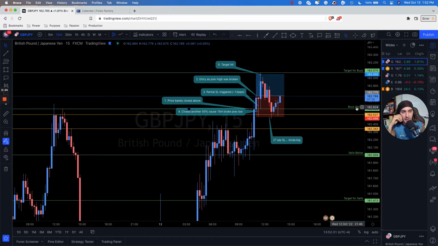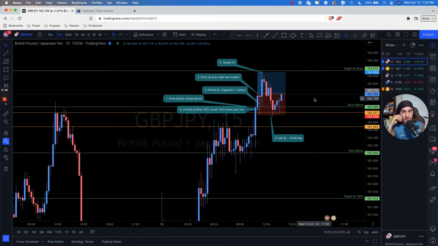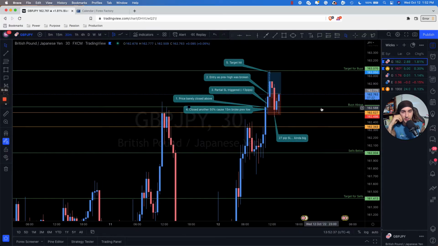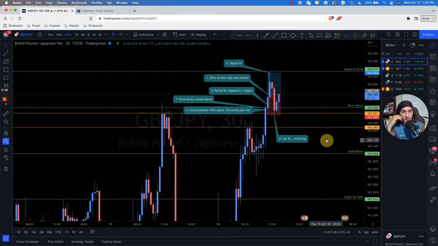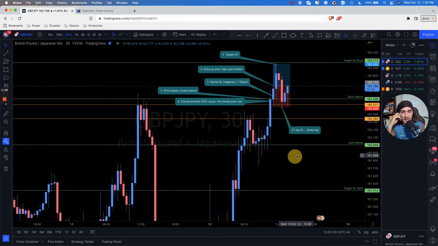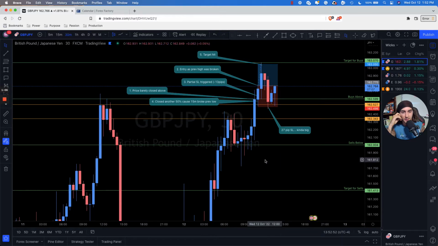So buys above means we want to take buys or look for buys with a break and close above this zone. And sells, we want to look to take sells with a break and close below this zone, this line. And basically the criteria behind this is these are past zones. These are past support and resistance levels.